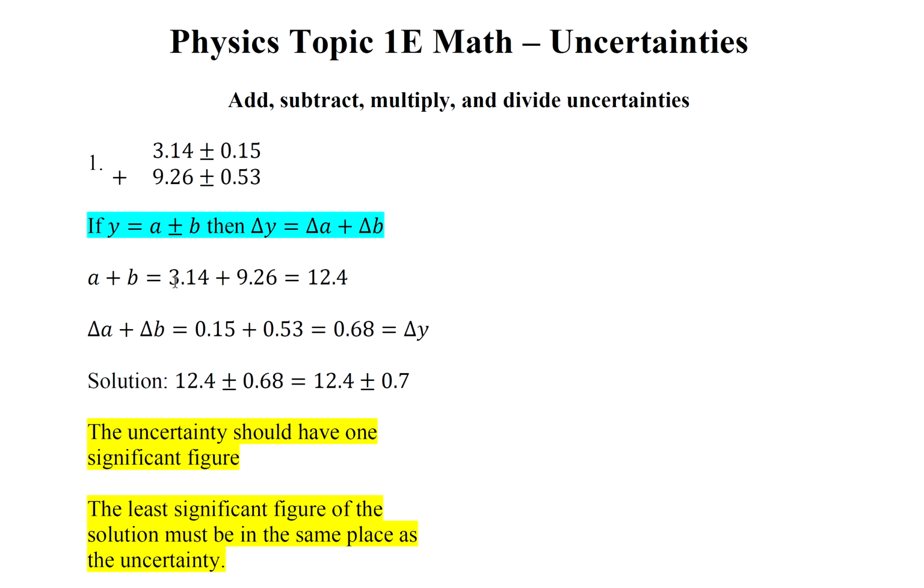So first we add the values. 3.14 plus 9.26 gives us 12.4. Then we add the uncertainty, 0.15 plus 0.53, which gives us 0.68. So our solution, remember, the uncertainty should only be one significant figure, and our value should be at the same decimal place as our uncertainty. So since our uncertainty is at the 10th place, 0.7, our value should be at the 10th place, 12.4.